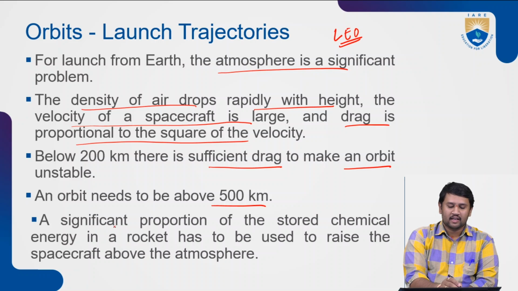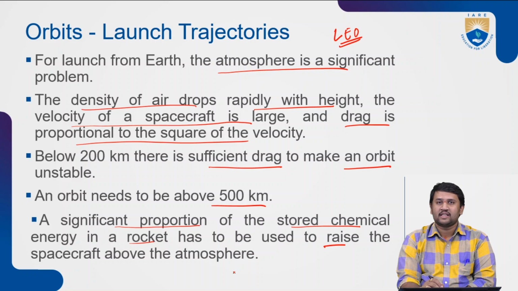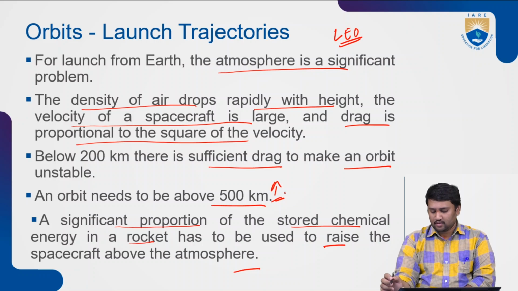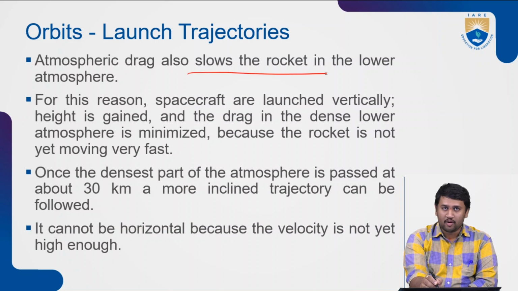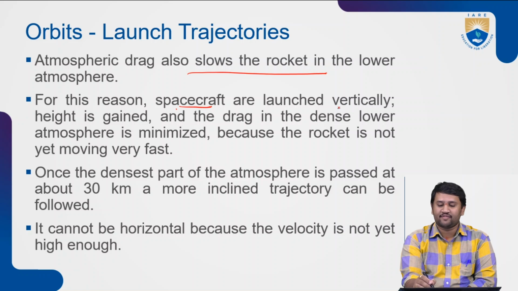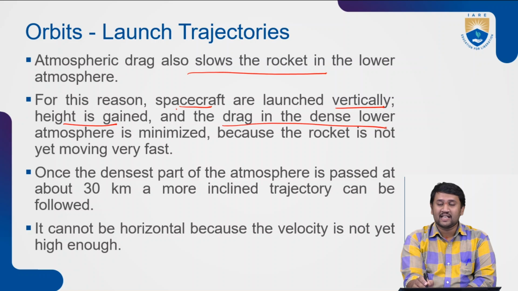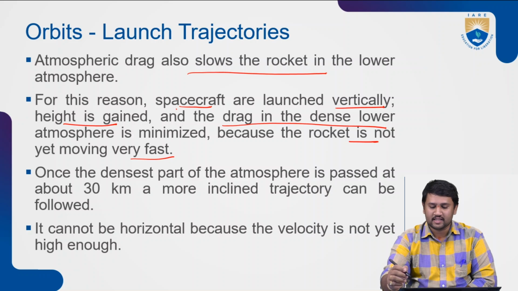Now, a significant proportion of stored chemical energy has to be used to raise the spacecraft above the atmosphere, or above 500 kilometers. Atmospheric drag slows down the rocket to a lower orbit, which again decays the orbit and makes it free fall. For this reason, spacecraft are launched vertically at first, and as soon as the height has been gained, the drag in the dense lower atmosphere is minimized because the rocket is not moving very fast. Let us understand this bit.